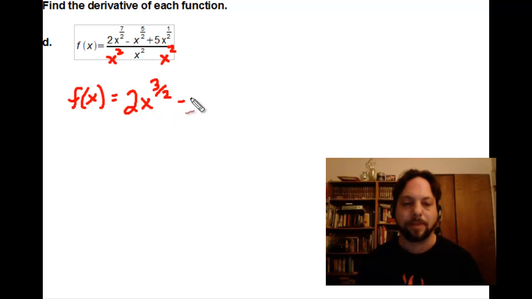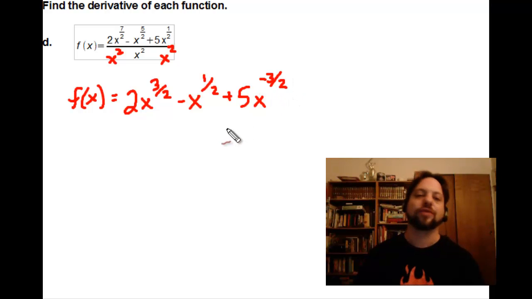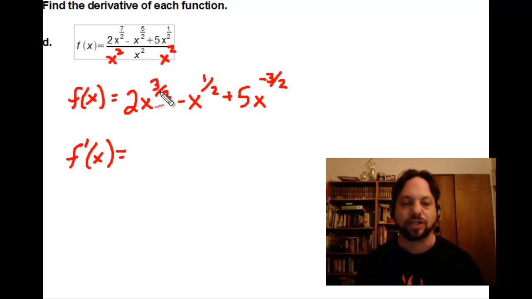This would be minus x to the 1/2. And this last one would be plus 5x to the negative 3/2. Now that we've rewritten it in a more polynomial-ish form, we can go ahead and find the derivative of it. This shouldn't be too difficult, even though we're dealing with fractions. That shouldn't bother you too much. If we drop the 3/2 down to the 2, that will turn into a 3x. Subtract 1 from the exponent, we'll have 1/2.